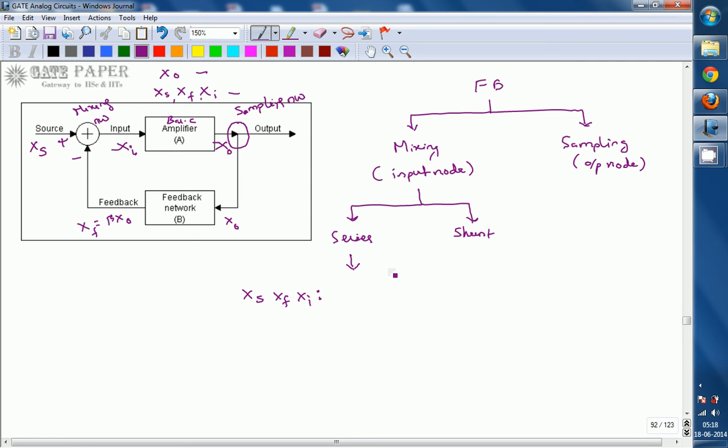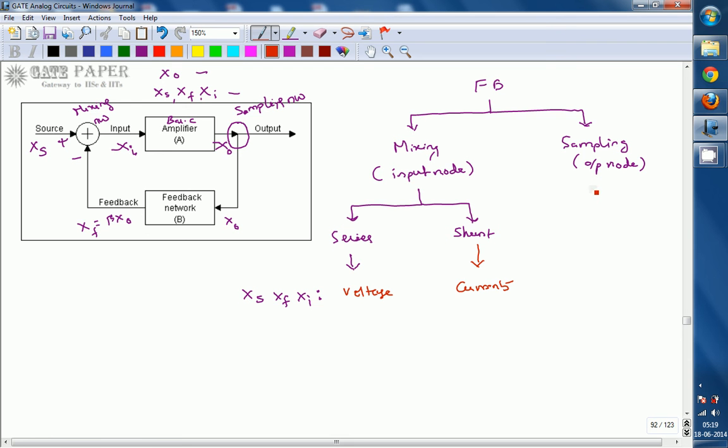So if it is series mixing, if you want to connect them in series, at that time they must be of voltage nature. Remember that one. And if it is shunt mixing type, then XS, XF, XI must be currents. Currents can be divided, that is, either added up or subtracted if they are in parallel. In series, currents must be the same, that we know. So shunt mixing implies the input signals are of current type. Series mixing is nothing but the input signals XS, XF, XI are of voltage type.